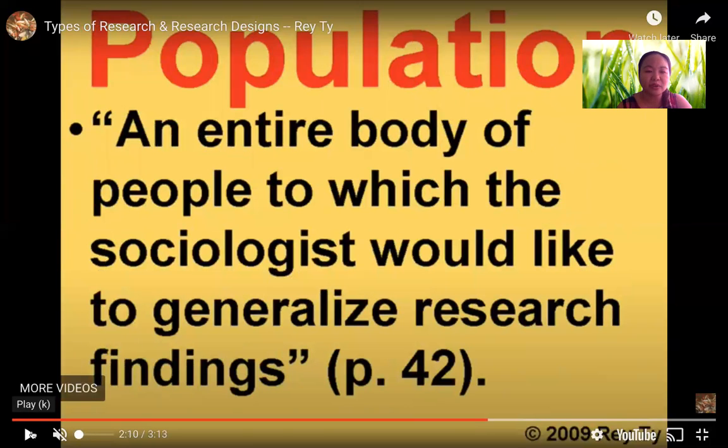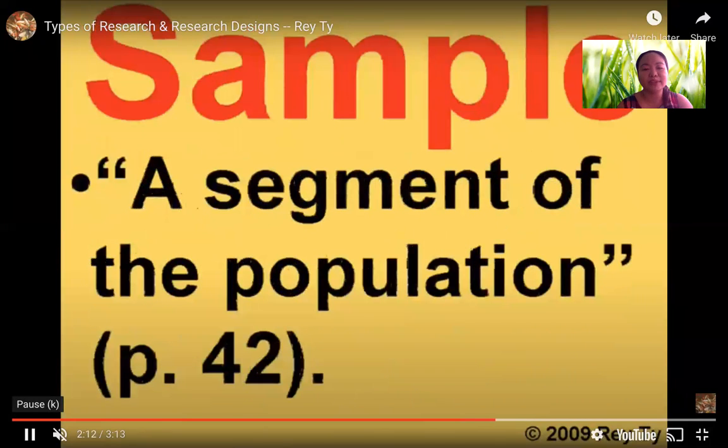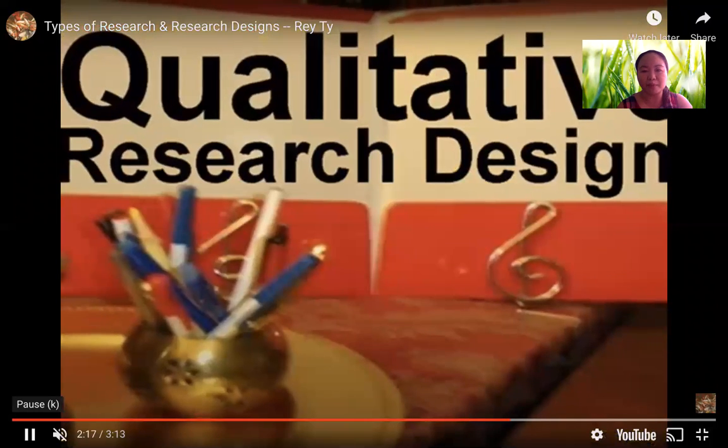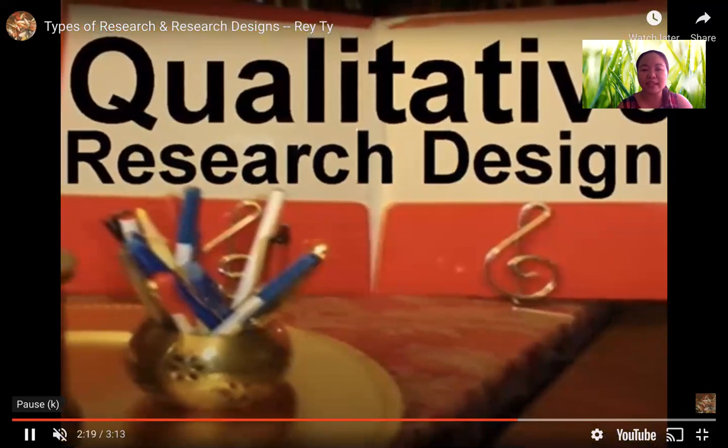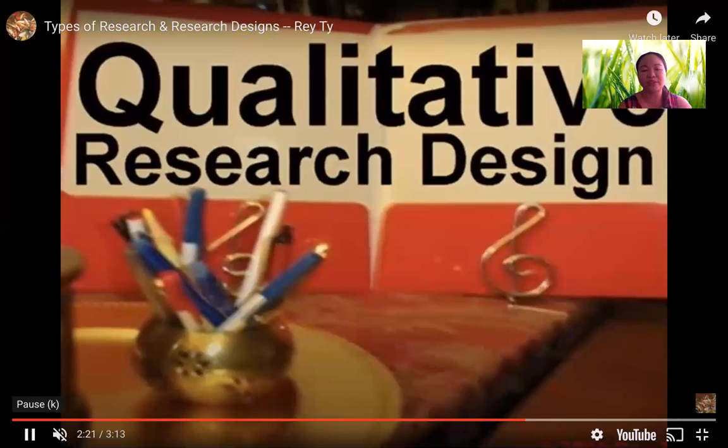And then population is called the entire body of people to which the sociologist would like to generalize research findings. So we always say use the population, whether humans, animals, or plants. So we call sample a segment of the population. So we only say samples because we cannot study all the population. So we just say samples.